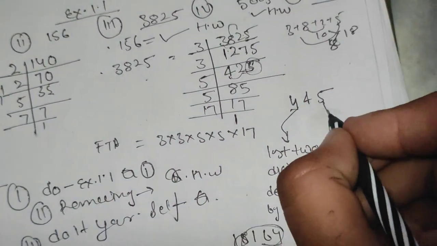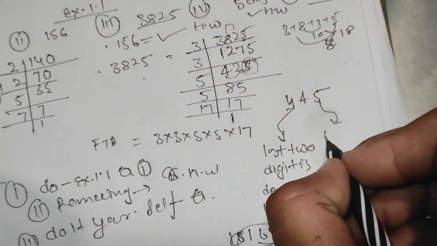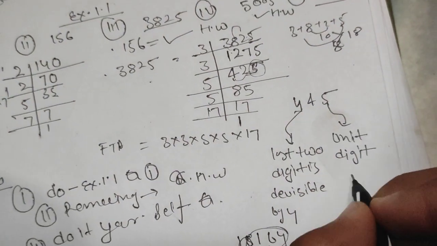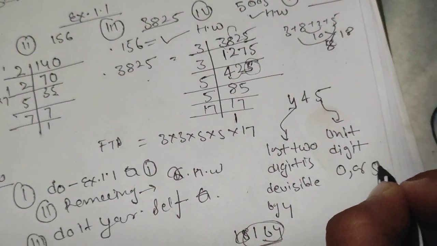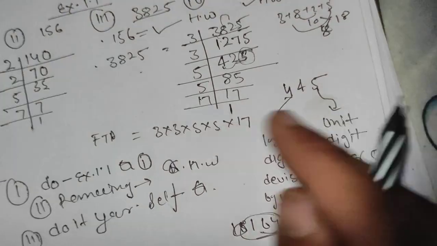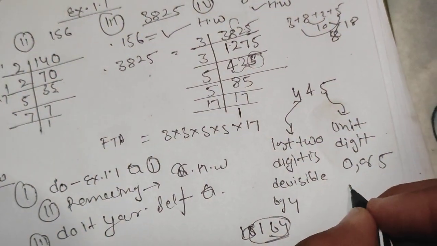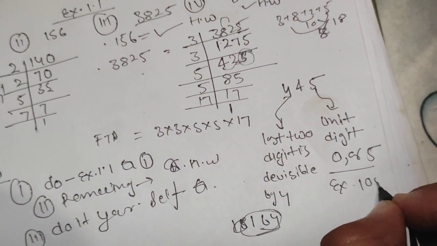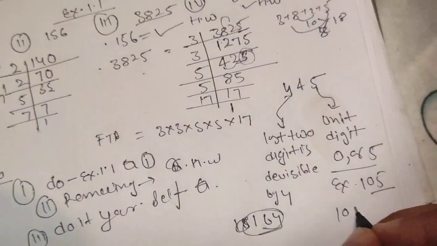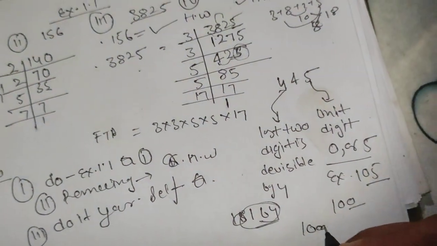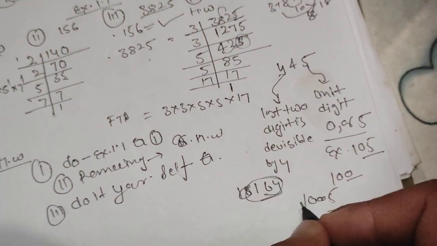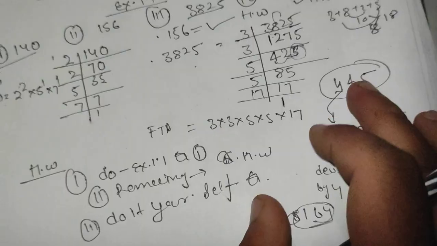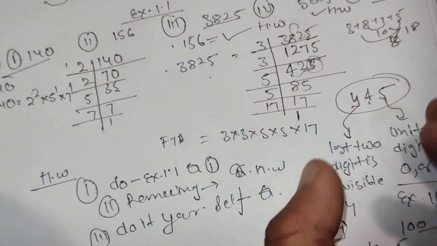Similarly for 5, if the unit digit is 0 or 5, then the overall number is divisible by 5. Example, 105 divisible by 5, 100 divisible by 5, 100005 divisible by 5. So these are the divisibility rules of 4 and 5. In the next class I'll definitely explain in detail.